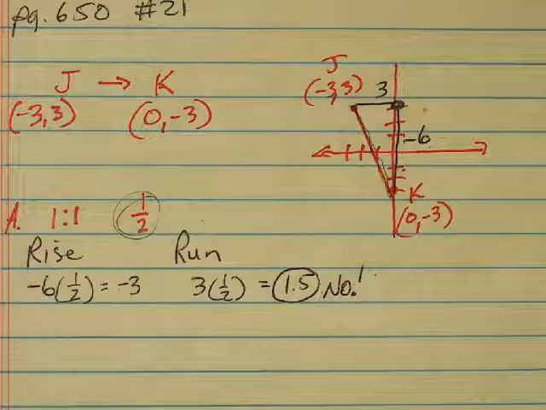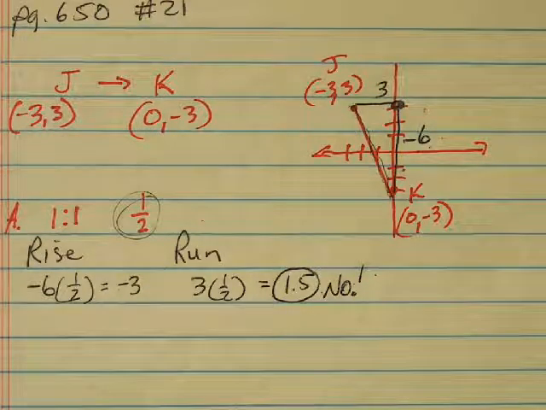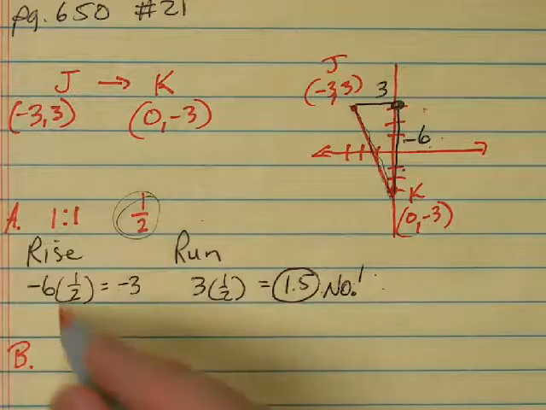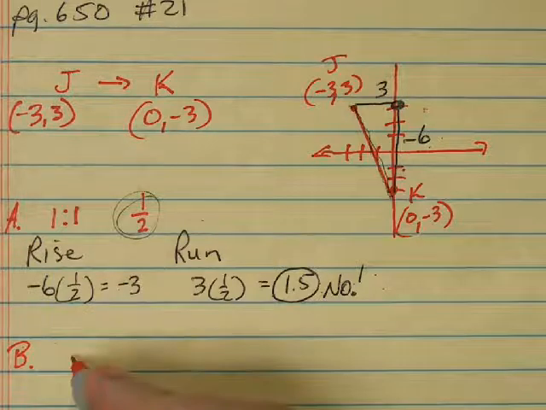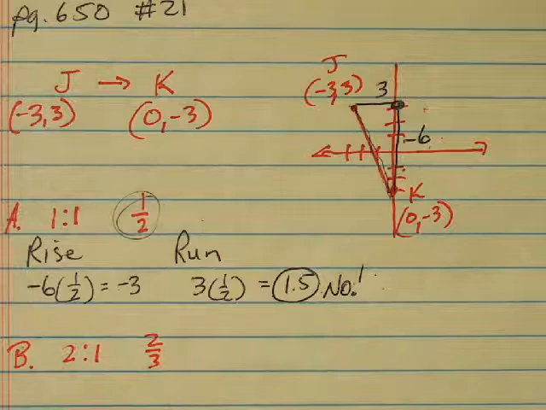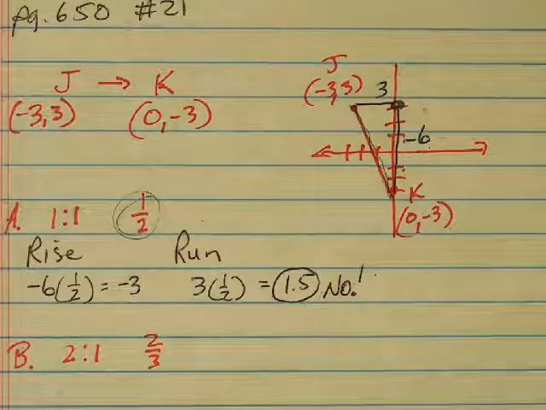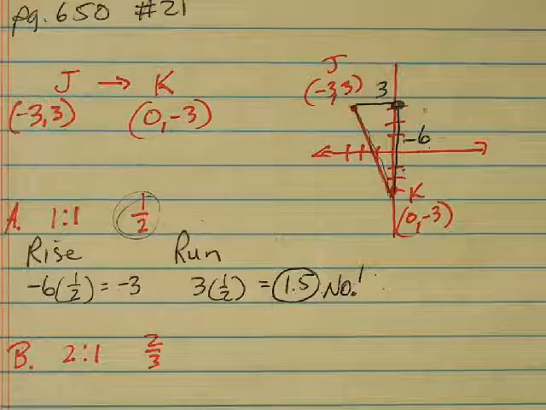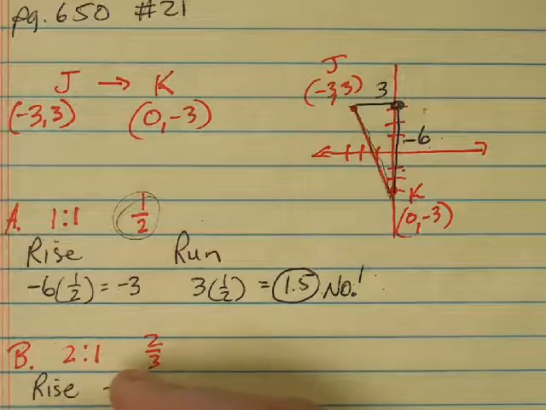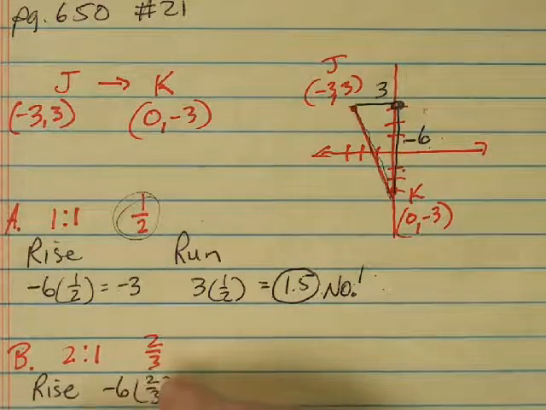You guys got it? All right, let's take a look at B. Shaylee, back to you. What's our ratio that they want in B? 2 to 1. Okay, so that means the fraction needs to be 2/3. We're okay with that? All right, thankfully we've already done the rise and the run. We're just going to use the exact same numbers for the rise and the run. The rise was -6. We're going to multiply that by 2/3.